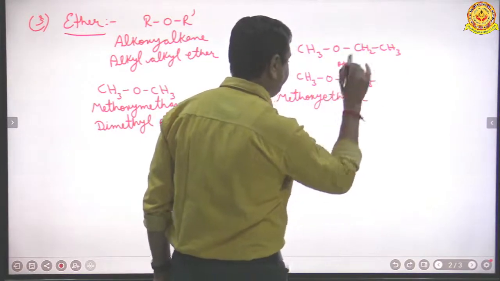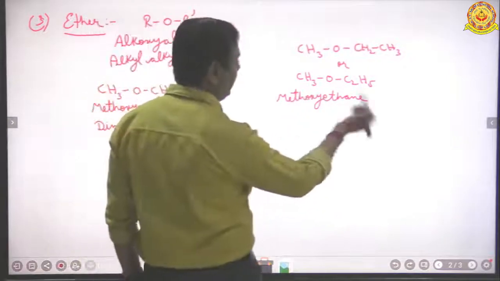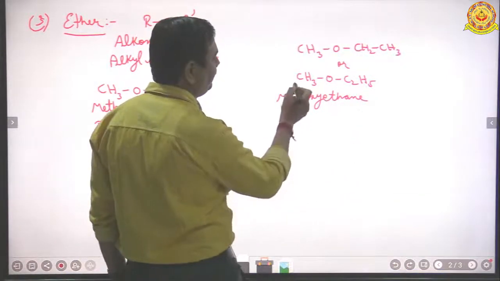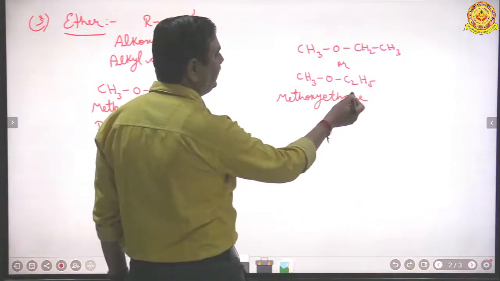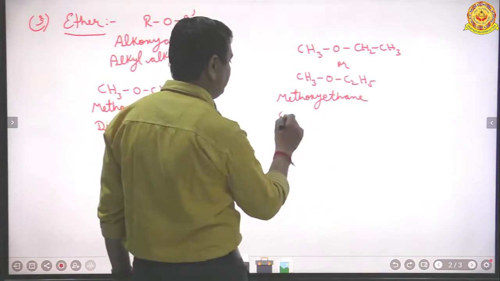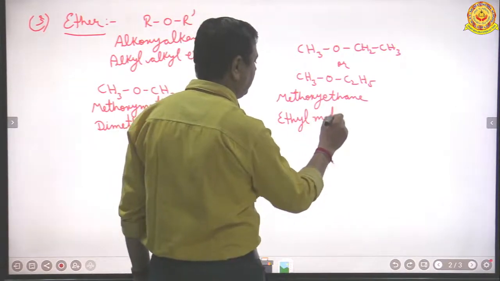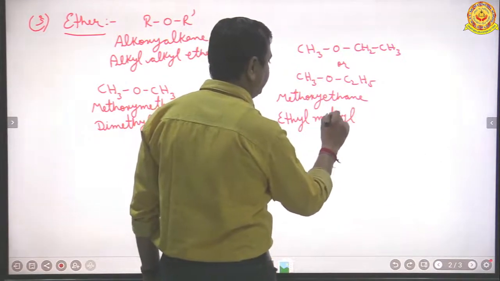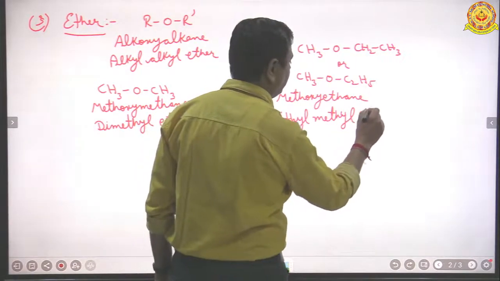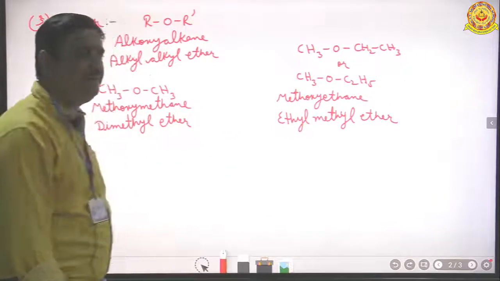Methoxyethane, and in the common system, what comes first? E. So ethyl methyl ether. Okay.